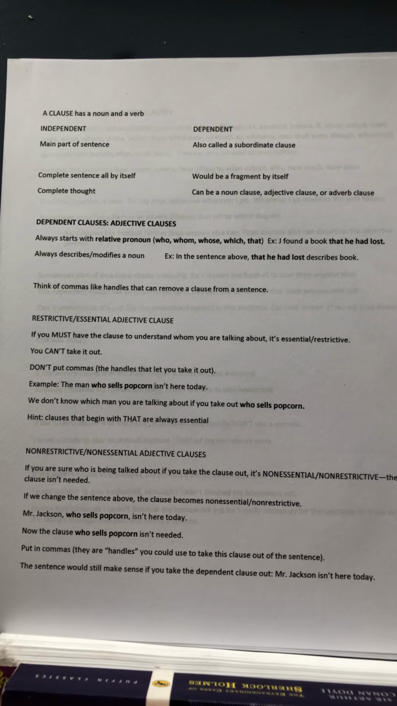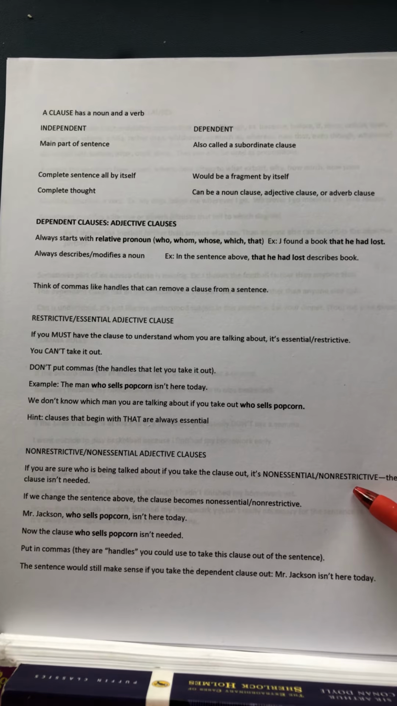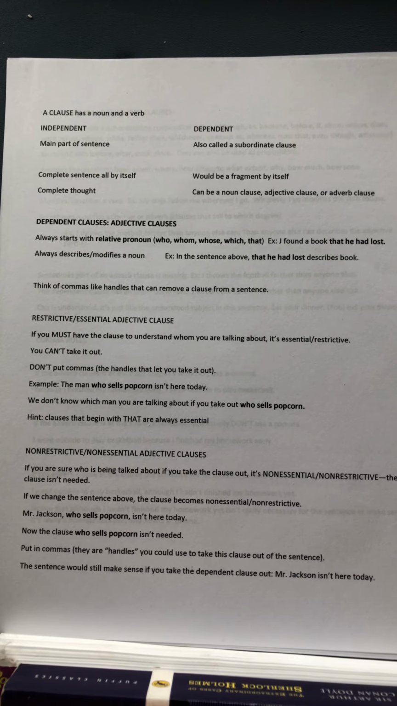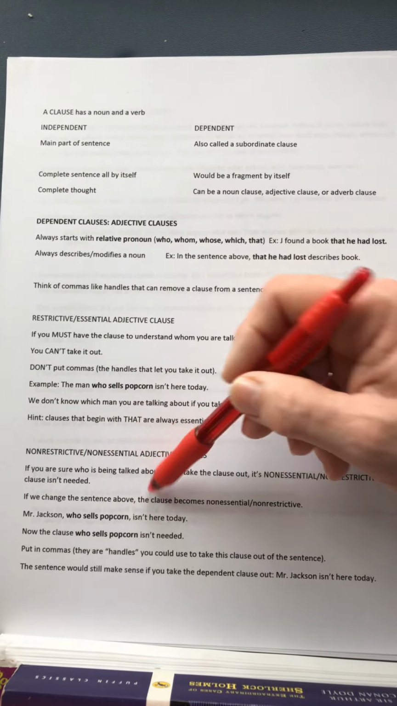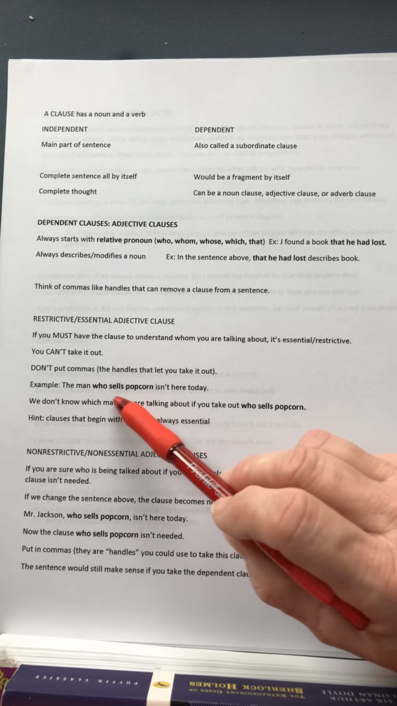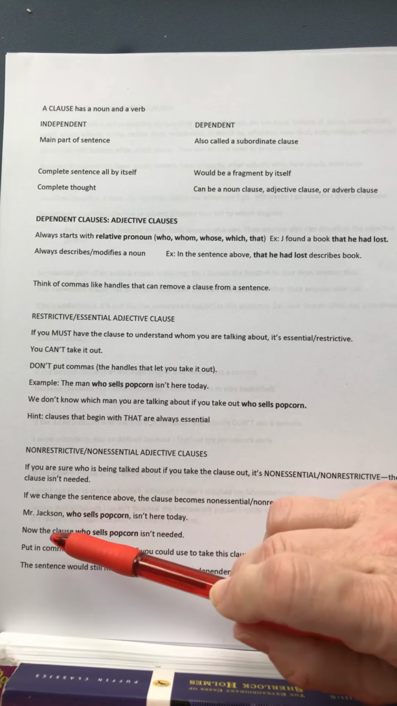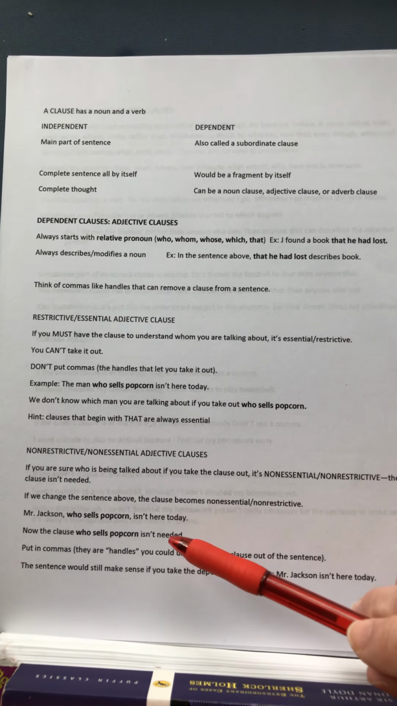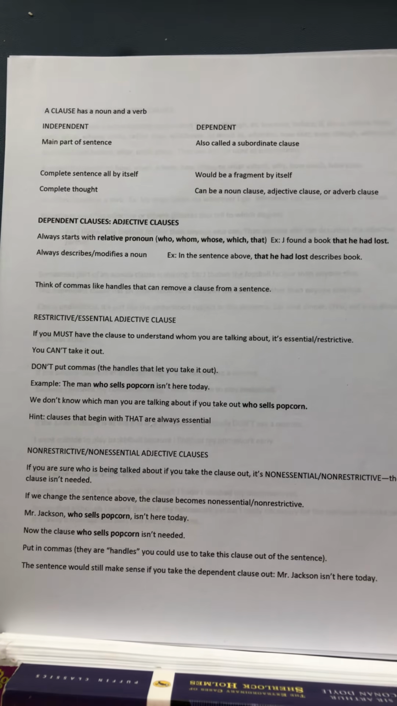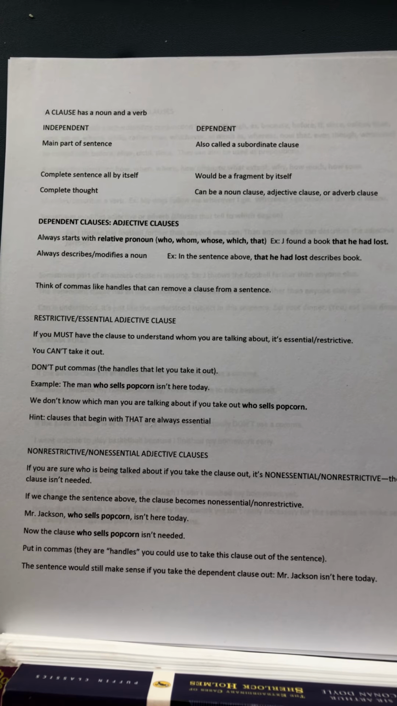If you are sure who's being talked about, even if you take that clause out, it is non-essential. It's non-restrictive. We don't have to have the clause. It's just extra information. Now, if we change this sentence that we had up here, the man who sells popcorn isn't here today. If we put his name in there, Mr. Jackson, who sells popcorn, isn't here today. The clause who sells popcorn isn't necessary. You could say Mr. Jackson isn't here today, and it would still make sense.